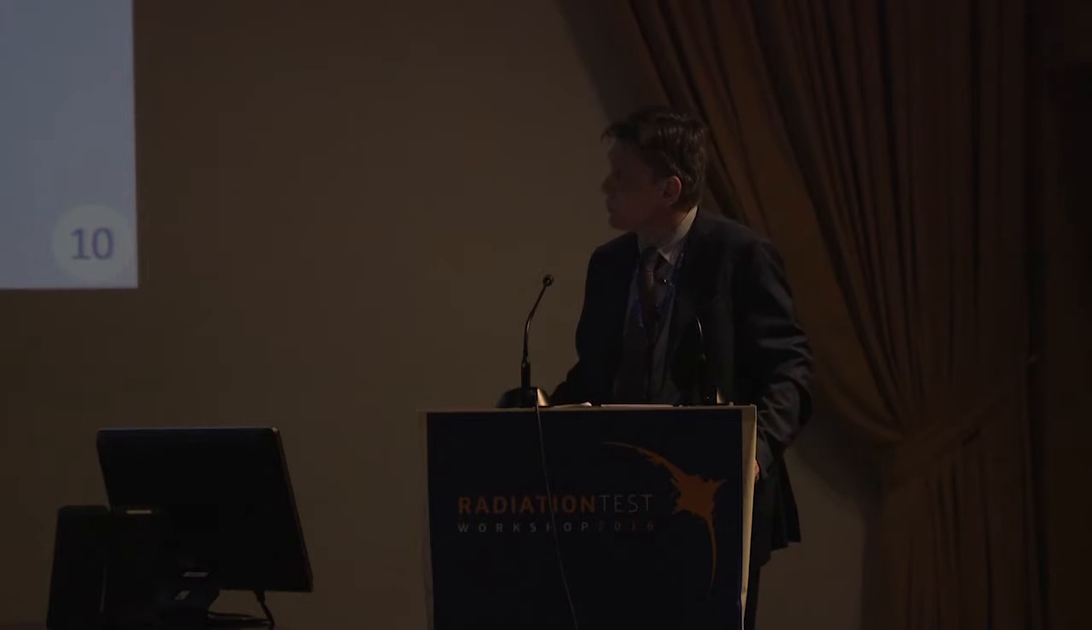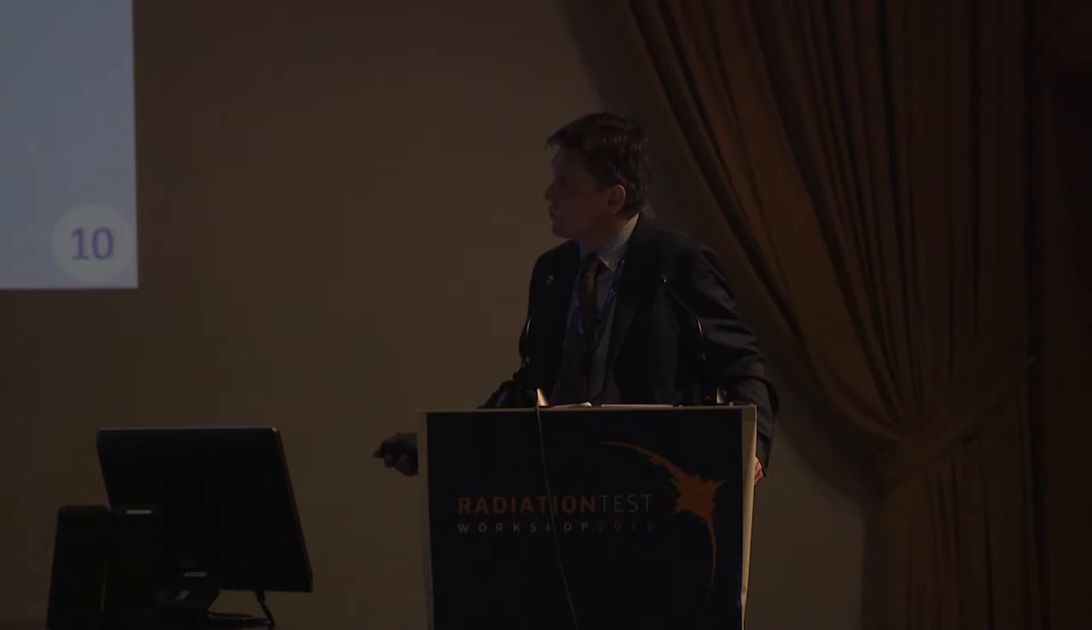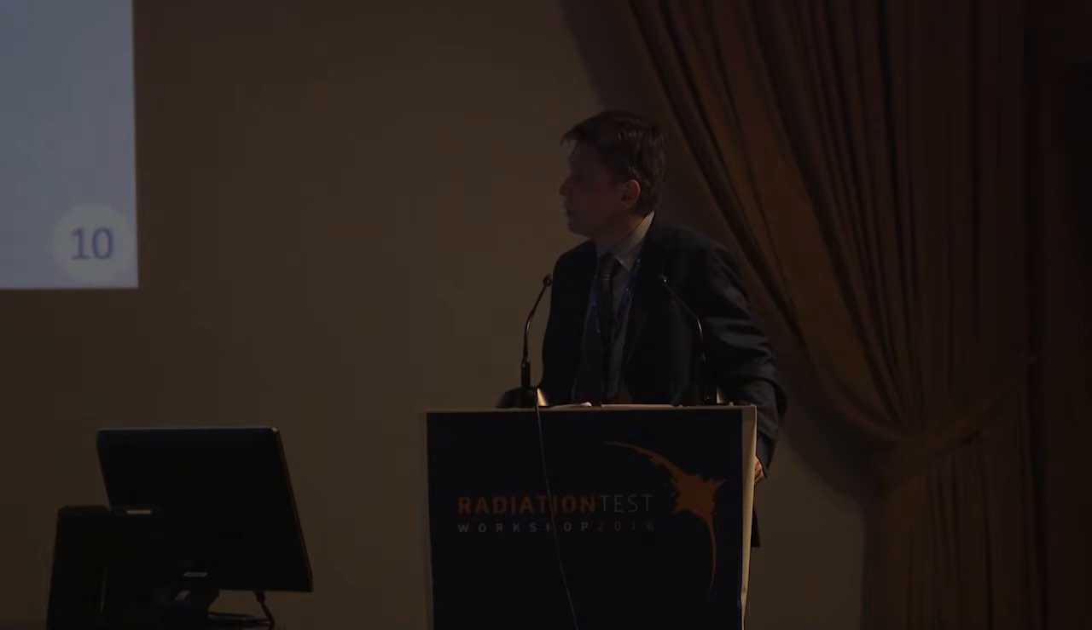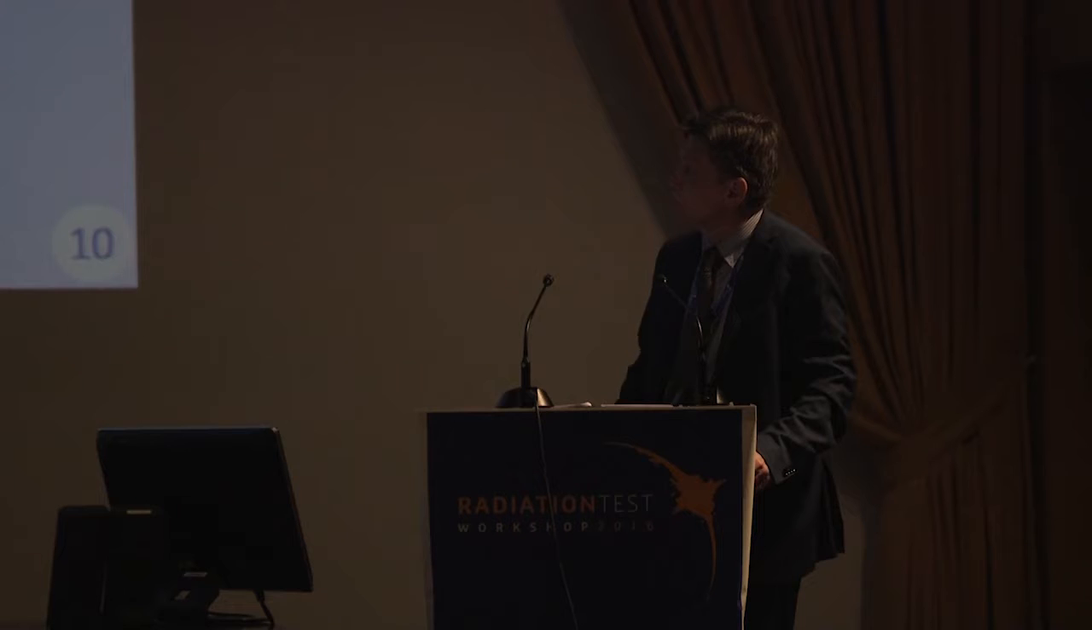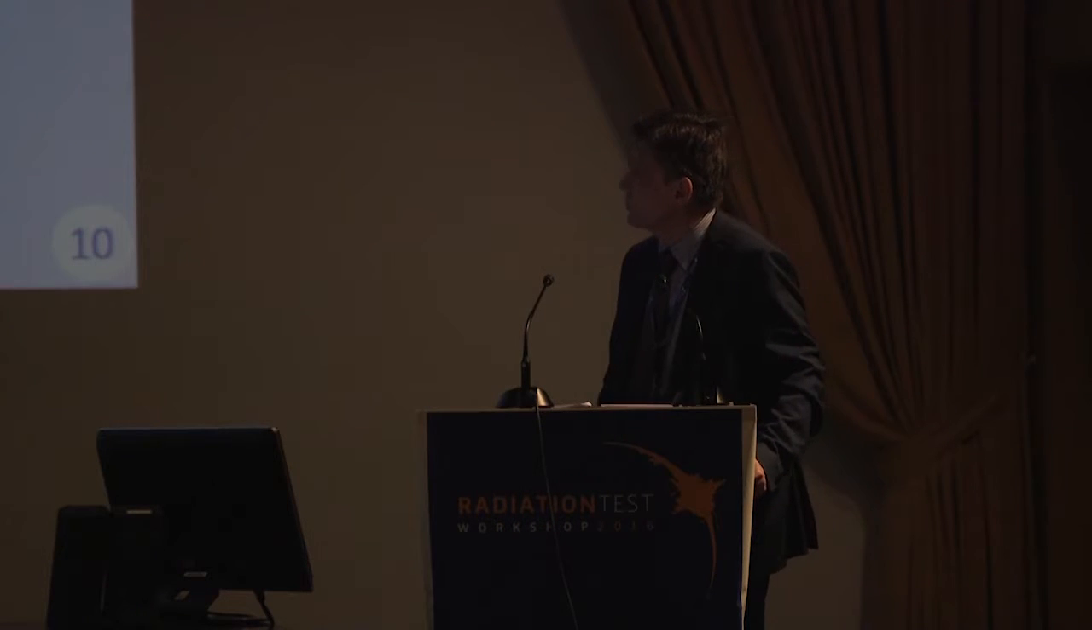So taking into account the dependence of the charge generation rate in silicon, and the typical thickness of active layers in ICs, we can say that the optimal value of wavelength is about 900 nanometers. But if we use backside irradiation, then 1064 nanometers is the best choice.